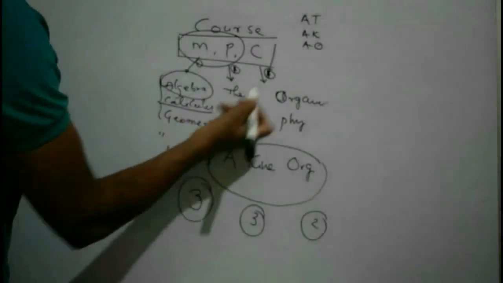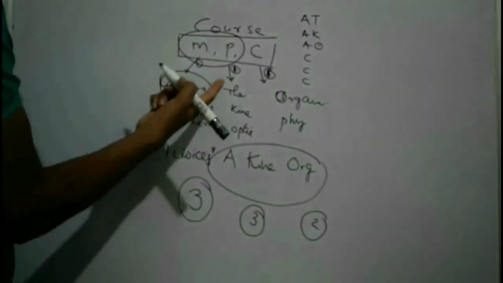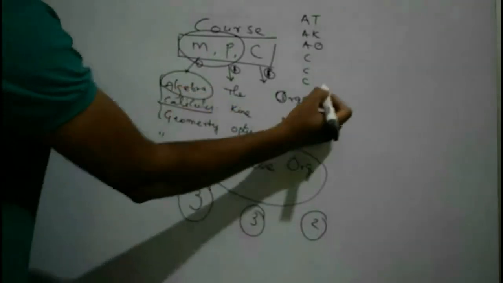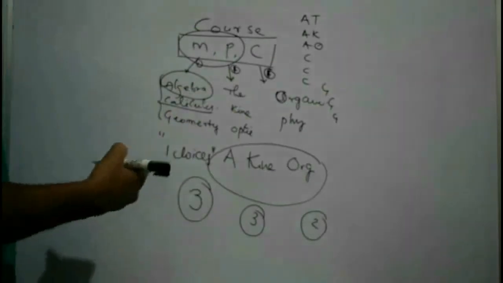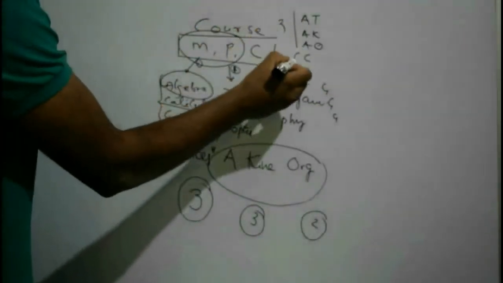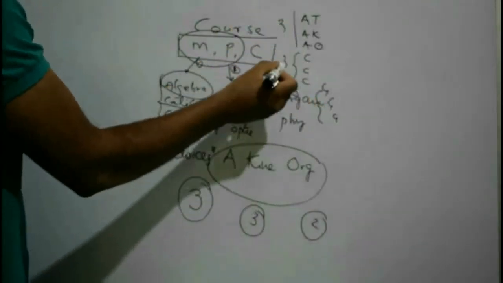So 3 more, 3 more with calculus. With calculus we have 3 combinations: thermodynamics, kinematics, optics. With geometry, again thermodynamics, kinematics, optics. So with geometry also we are having how many? 3 choices. So totally with A 3, plus with C 3, plus with G 3. So totally how many combinations? 3 plus 3 plus 3.